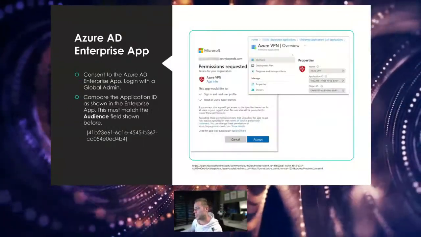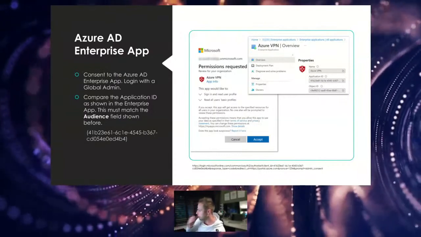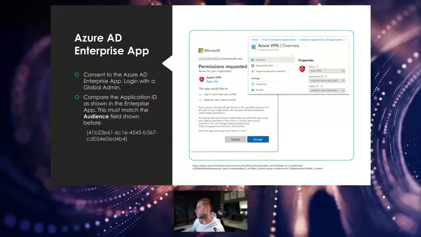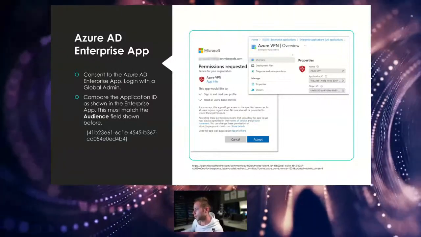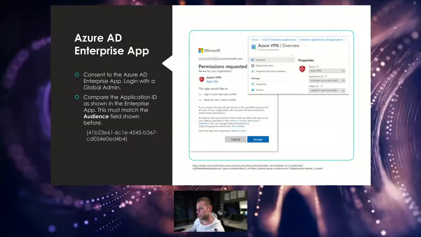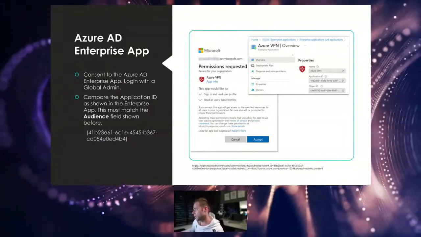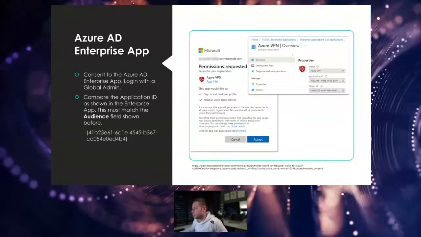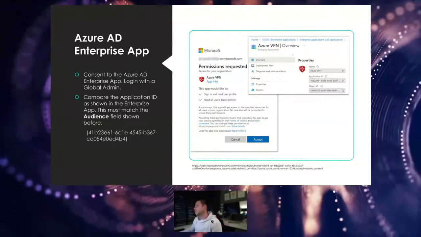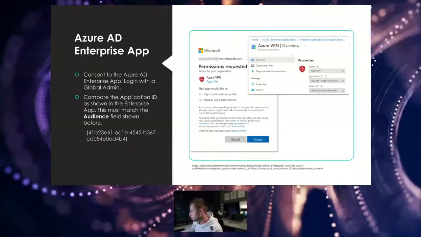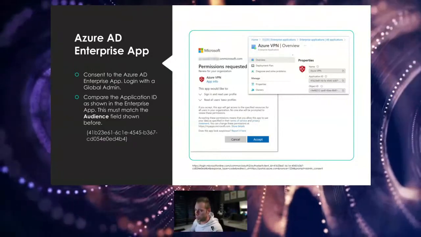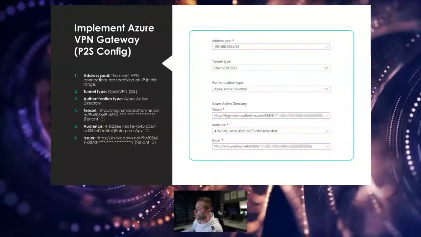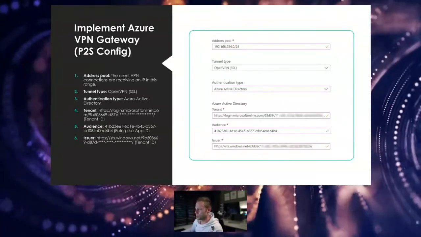Then we need the Azure AD Enterprise app. By opening this long URL, you get this permission view over here, where you can accept the permissions via a global admin. And then we have the Azure VPN Gateway application within Azure in our enterprise applications. Over here, you see this application ID, and this application ID should match, and then I'll go back to the previous slides, this audience field. These are always the same.